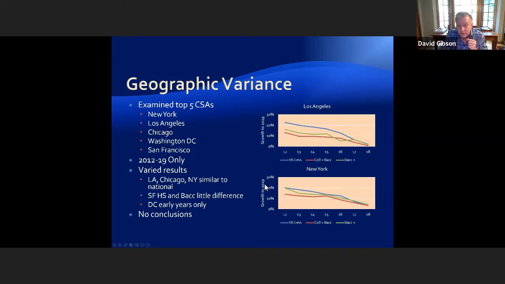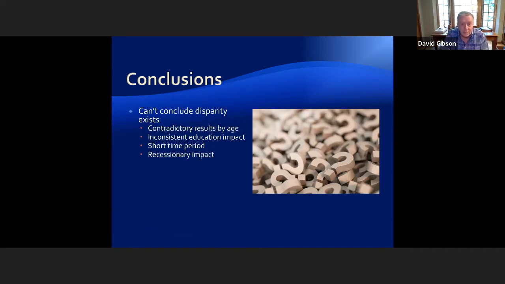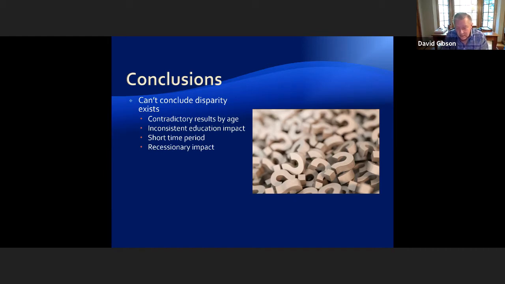Overall, I can't really say I have any conclusions that there's any geographic trends that would indicate anything different from what the national trends are that we saw earlier. All said, I can't conclude that the disparity that the questionnaires that I have in depositions and trials has any merit, that there is anything that's different from a national average. The results are contradicted by the age of the respondents. The impact of education is inconsistent, being that the lowest level of education has the highest growth, the next lowest has the lowest growth, and then the highest is right in between. There's no consistency there.